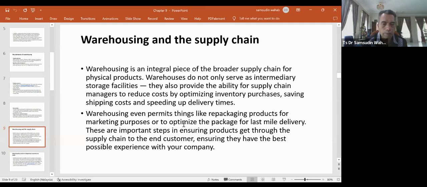Maybe if the UK can be part of the warehouse, we have a big warehouse in the UK, then we are going to deliver the product to other European countries. So there are repackaging activities. We package the product according to the customer order based on the different country, for example, different region. So warehousing is a part of the supply chain.